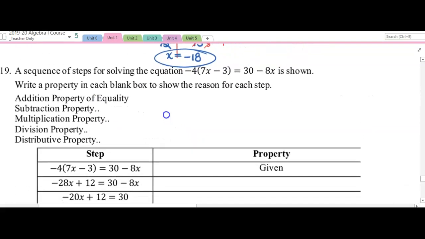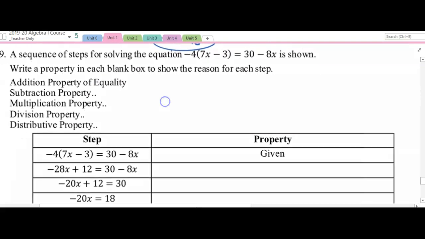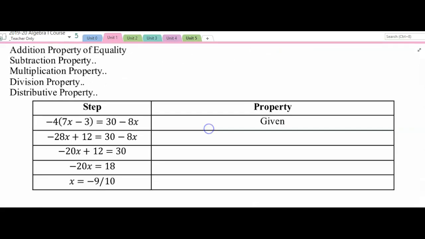All right, a sequence of steps for solving this is shown. We want to write a property that would justify each step. This is what we start with, so that's the given. Going from this step to this step, you can see that we've just taken this -4 and distributed. So the next step is the distributive property.